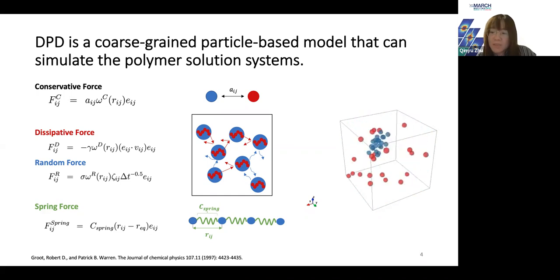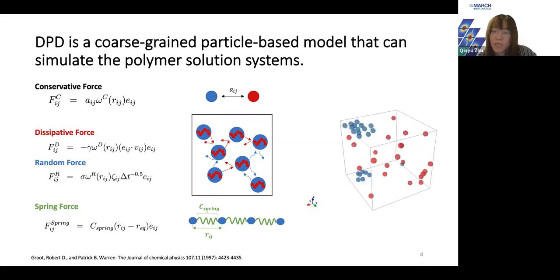The dissipative force accounts for the drag of fluids and slows down the particle motion. And the random force is responsible for the thermal fluctuation of the system. These two forces work together as the thermostat of the system. These three pairwise interactions vanish when the distance between the two particles is beyond the cutoff radius. And for polymer chains, we added a harmonic bonded interaction between neighboring particles within the chain.